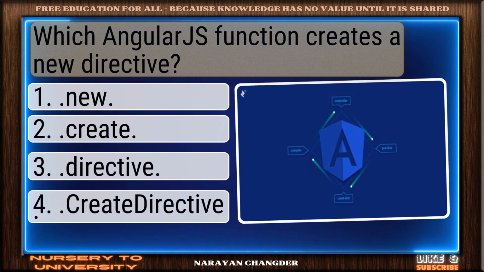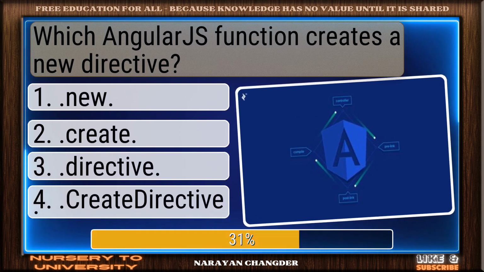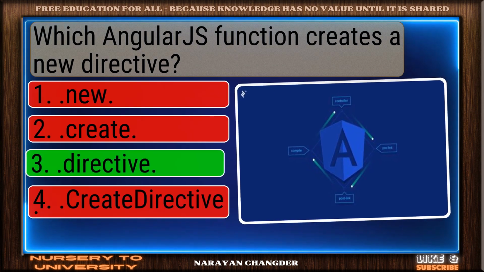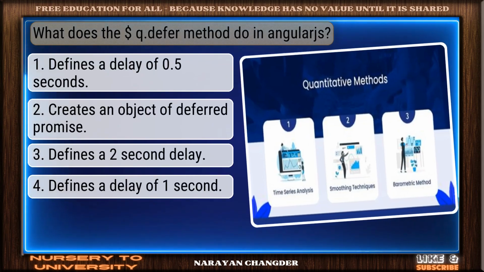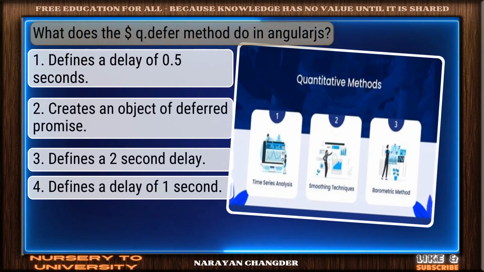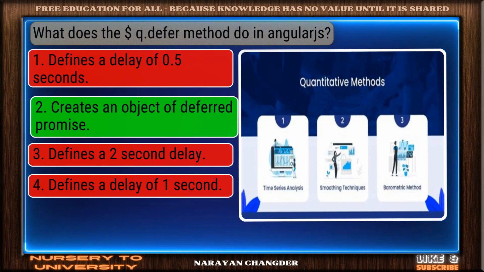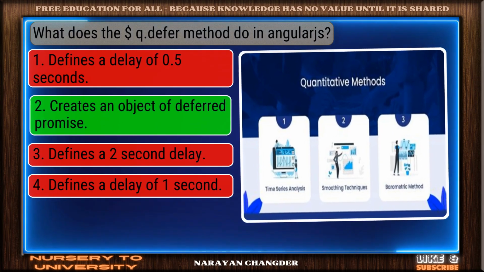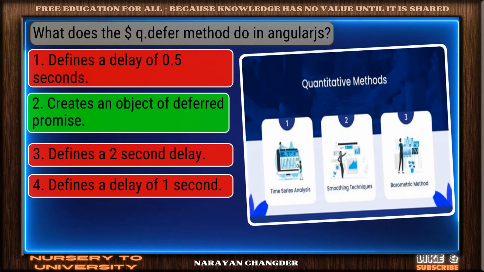Question number 35. Which Angularjs function creates a new directive? Right choice. Directive is the best answer. Question number 36. What does the $q defer method do in Angularjs? Correct. Creates an object of deferred promise is the right answer.